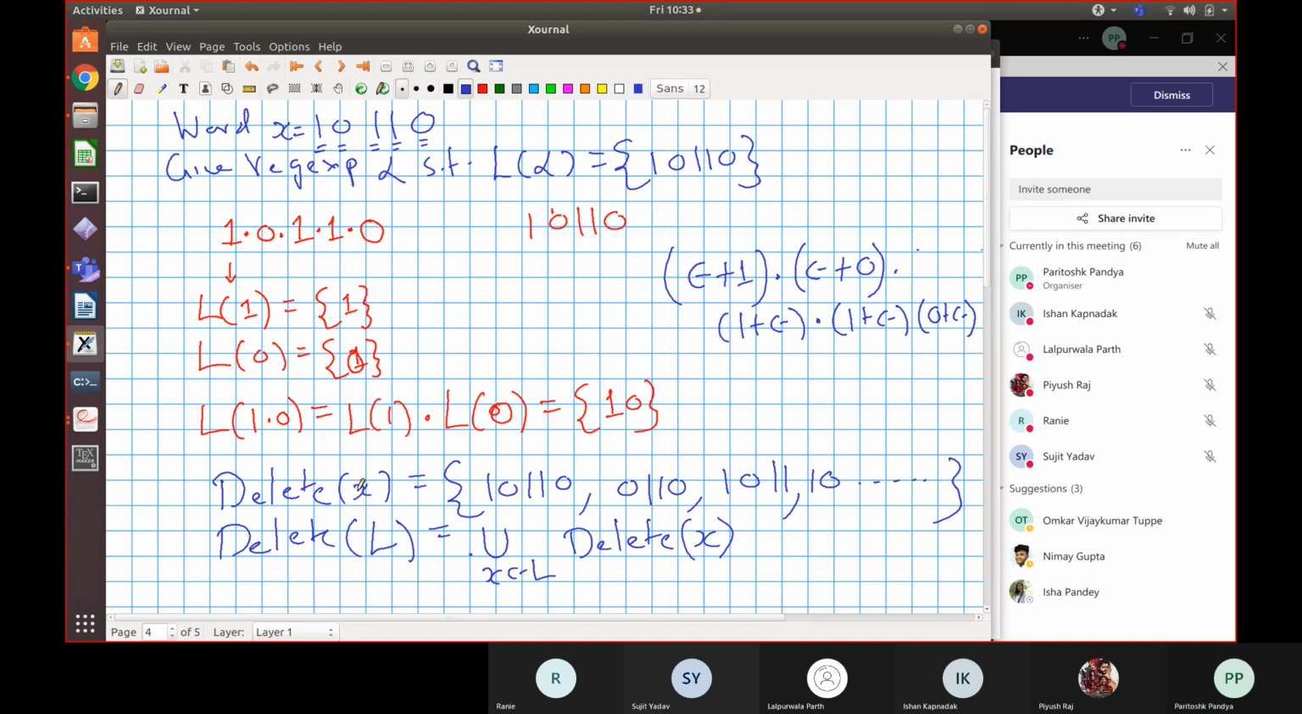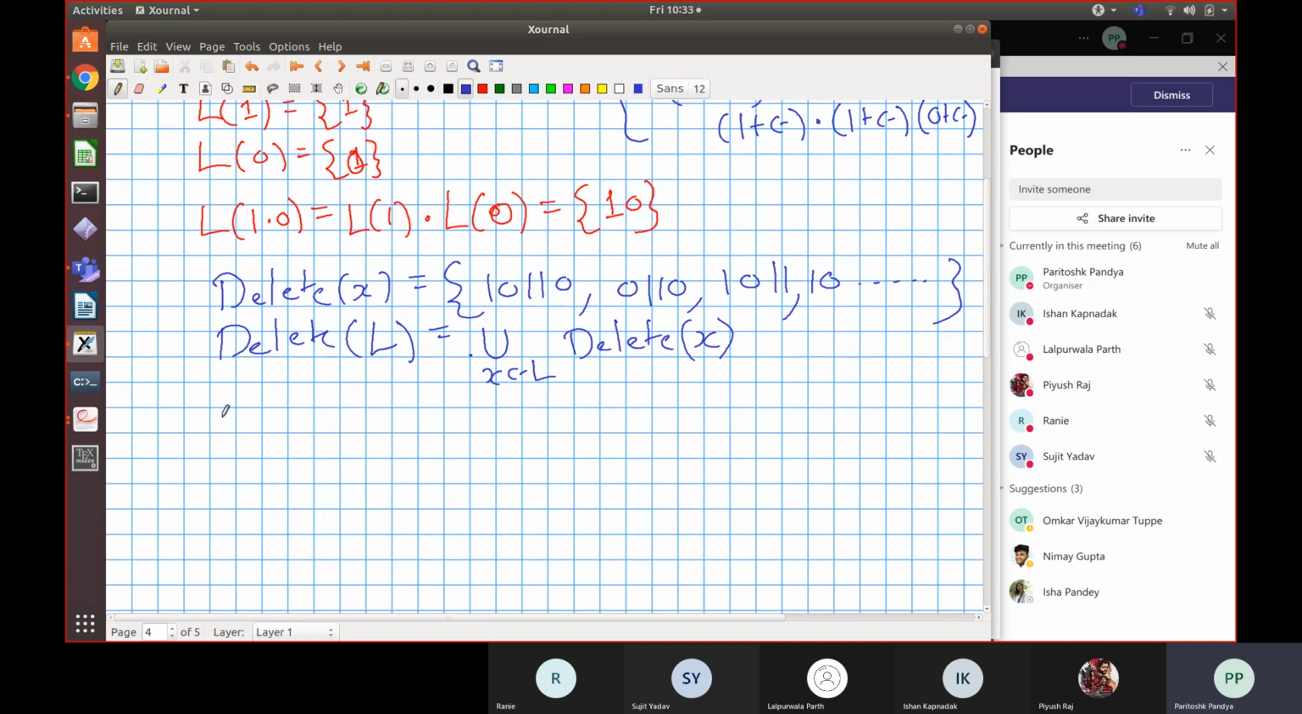Okay. So is the regular expression for delete of x clear to you? This is the answer to the question. And now I ask a little more general question. Suppose you have a regular language.